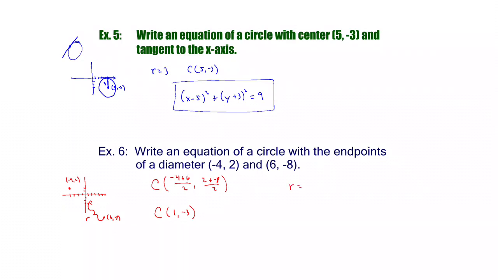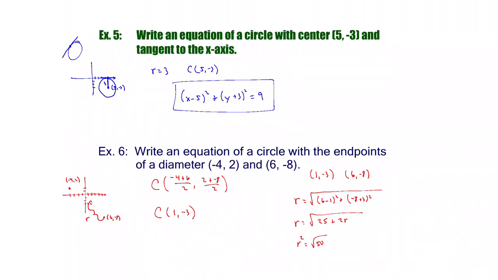So the radius is equal to, I'm going to take the point (1, -3), which is the center, and then I'll do (6, -8) as my other one. So the radius is equal to the square root of the change of x, (6 - 1) squared, plus (-8 - -3) squared. So 6 minus 1 is 5 squared. -8 plus 3 is -5. -5 squared is 25. So 25 plus 25, that's the square root of 50. I don't need to simplify that because I want to know what r squared is.